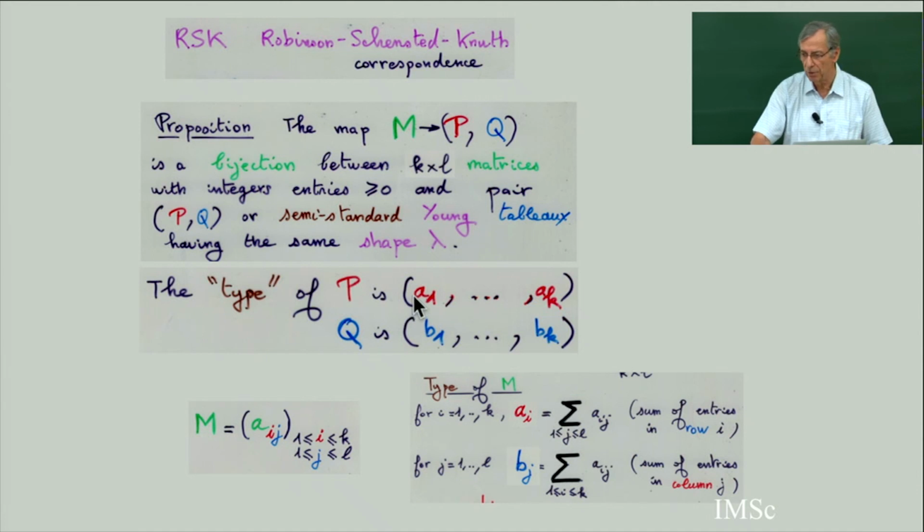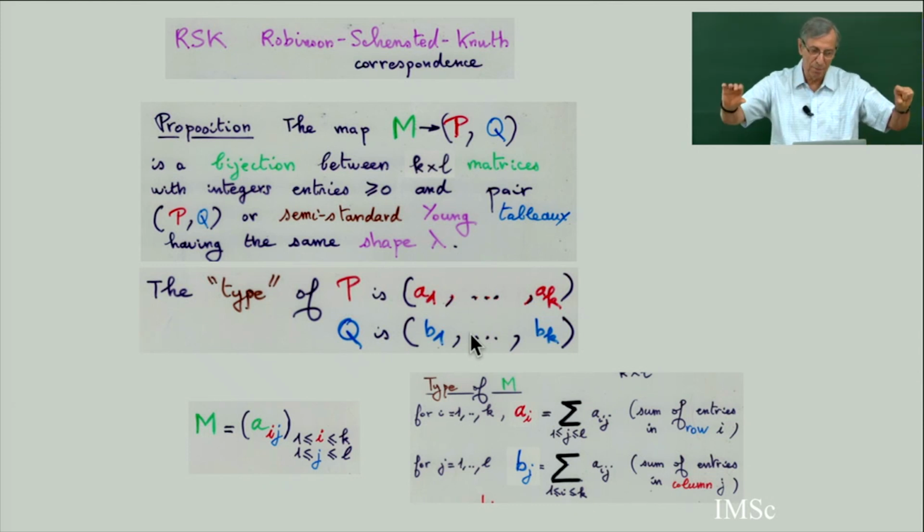What does the type of the Young tableau mean? A1 is the number of 1s, A2 is the number of 2s, etc. Ai is the number of times the integer i appears. And in Q, the same. Bj is the number of times j appears in the Young tableau Q. And this number of times they appear is exactly the type of the matrix. The sum of the elements in each row or in each column means the number of black points I have put in each row, or the number of black points in each column.